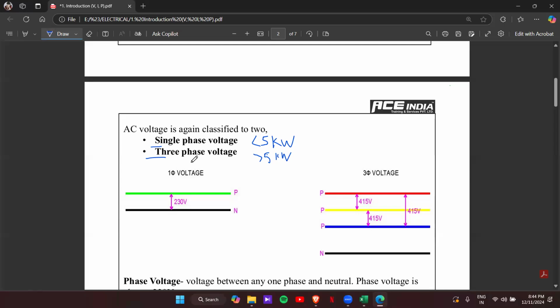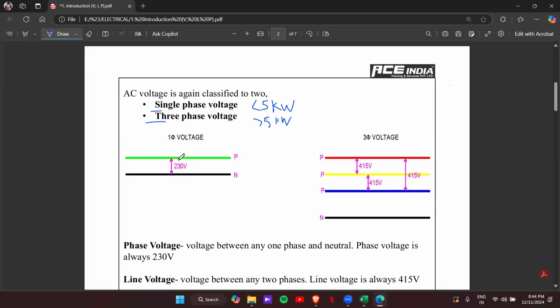So you don't have to do this one from the electricity board. You will get the supply. If the total load is less than 5 kilowatt from the EB, you will be getting a single phase connection. More than 5 kilowatt, you will be getting a three phase supply from the EB. In single phase connection, the supply voltage will be 230 volt. And in three phase connection, the supply voltage will be 415 volt.